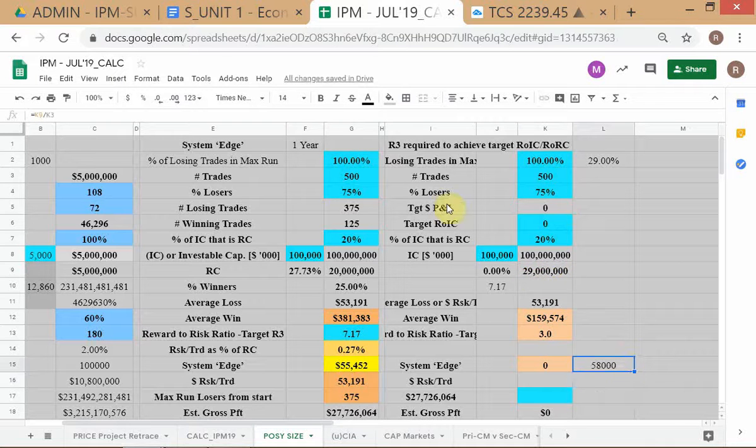So this must be your system edge. Okay, so what else do you know? This must be, that's why I'm writing it in the same row. Okay, so this has to be your system edge. Now, what is system edge?